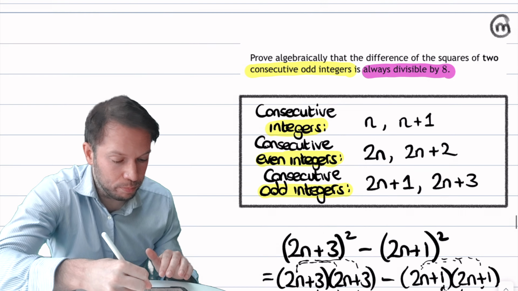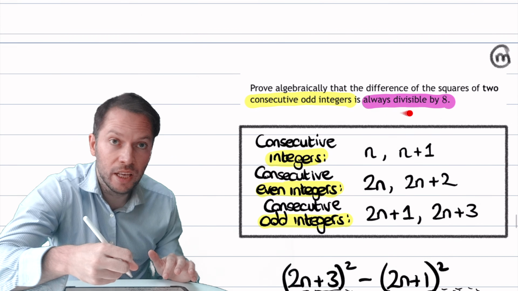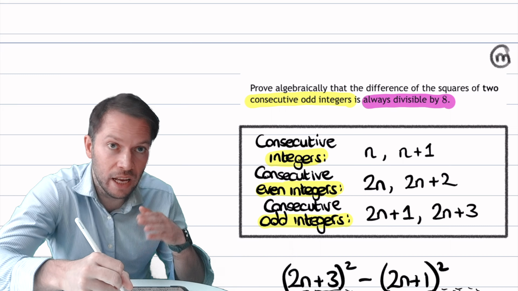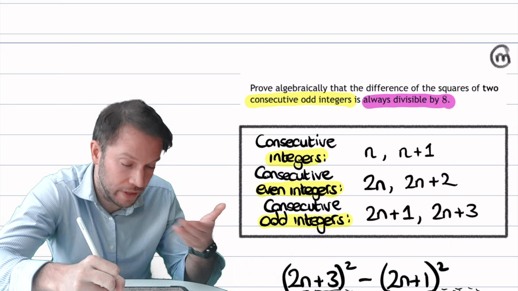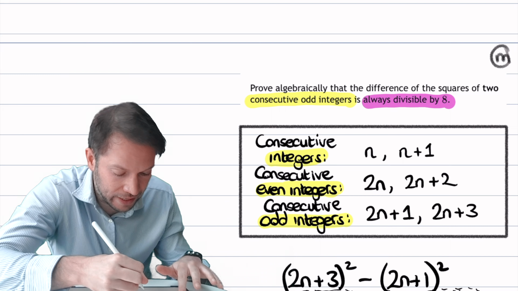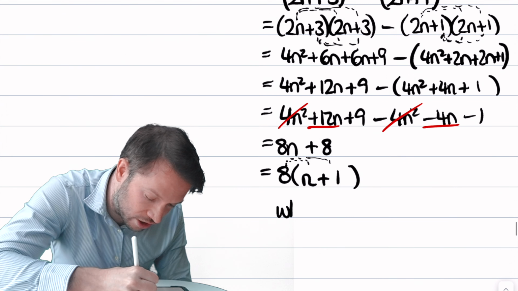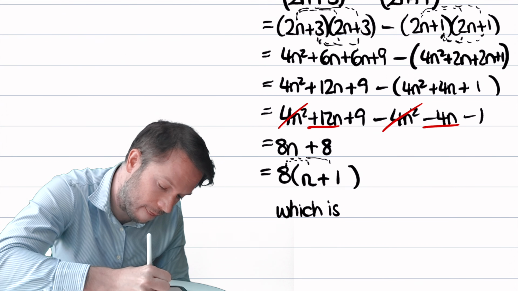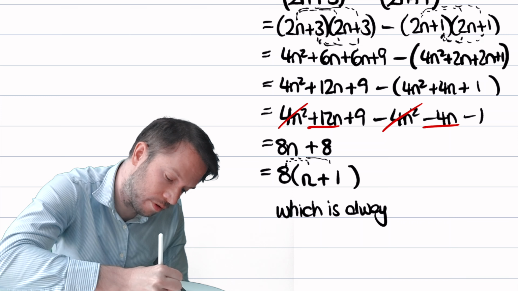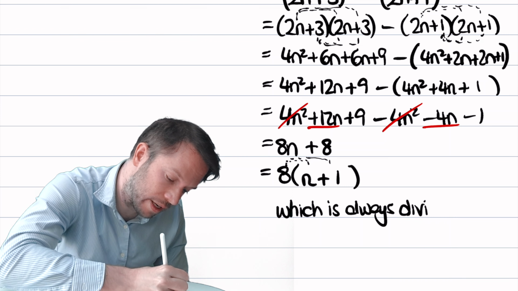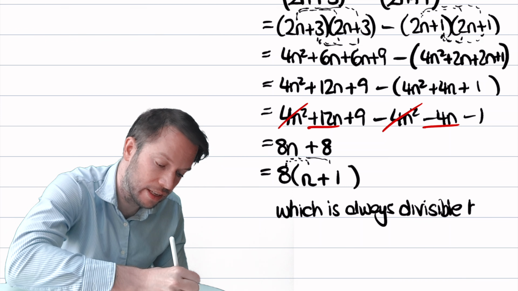Now, because we're trying to prove this is always divisible by 8, you should probably, just to be on the safe side, state the thing that you were trying to prove, that it's always divisible by 8. So let's make that explicit. You can say, which is always divisible by 8. And that completes our proof.